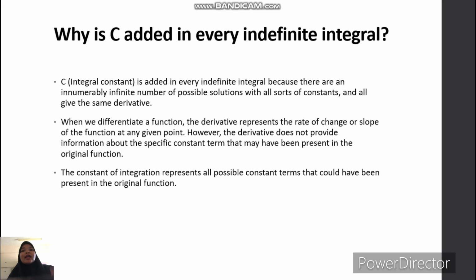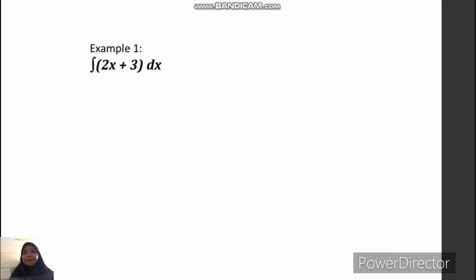So let's start with example 1. For example 1, the question is the integral of 2x plus 3 dx. To solve this example, we can apply the power rule.